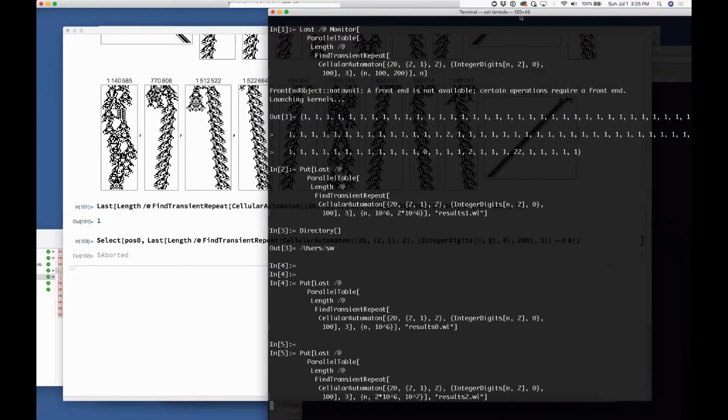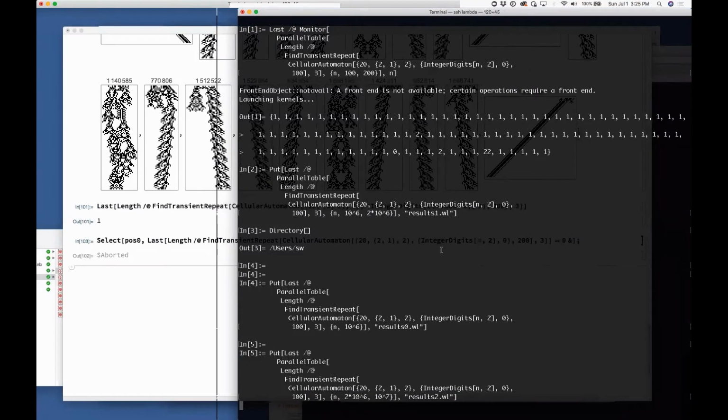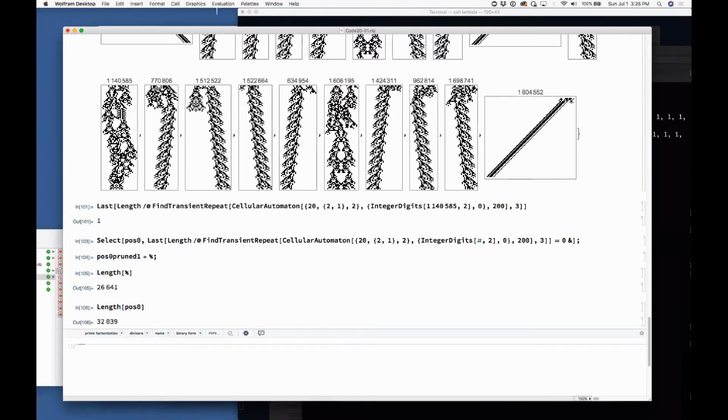Okay, is this still running? That is still running as well. Wowee. Okay. Oh, there we go, we're finished. Okay, so now let's call that pos 0 pruned 1. And then let's say length of that. Okay, and let's compare that to length of pos 0. So we lost only 4,000 structures there.